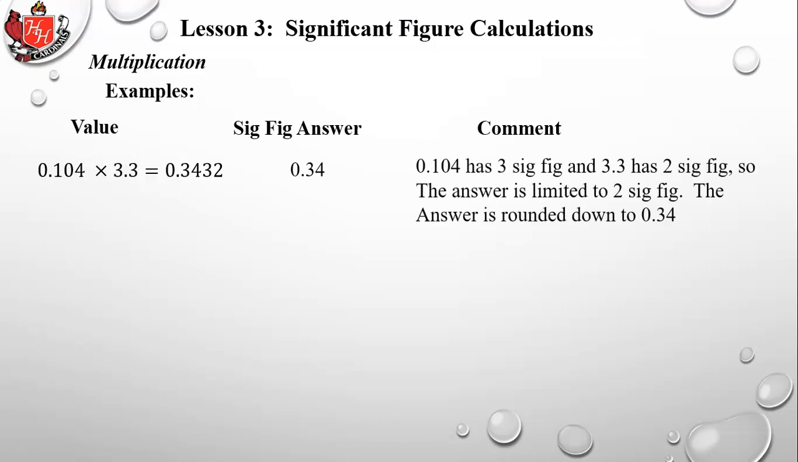The 0.104 has 3 sig fig and 3.3 has 2 sig fig. So the answer is limited to 2 sig fig, the multiplicand with the least number of sig fig, and that's the 3.3. The answer is rounded down to 0.34.